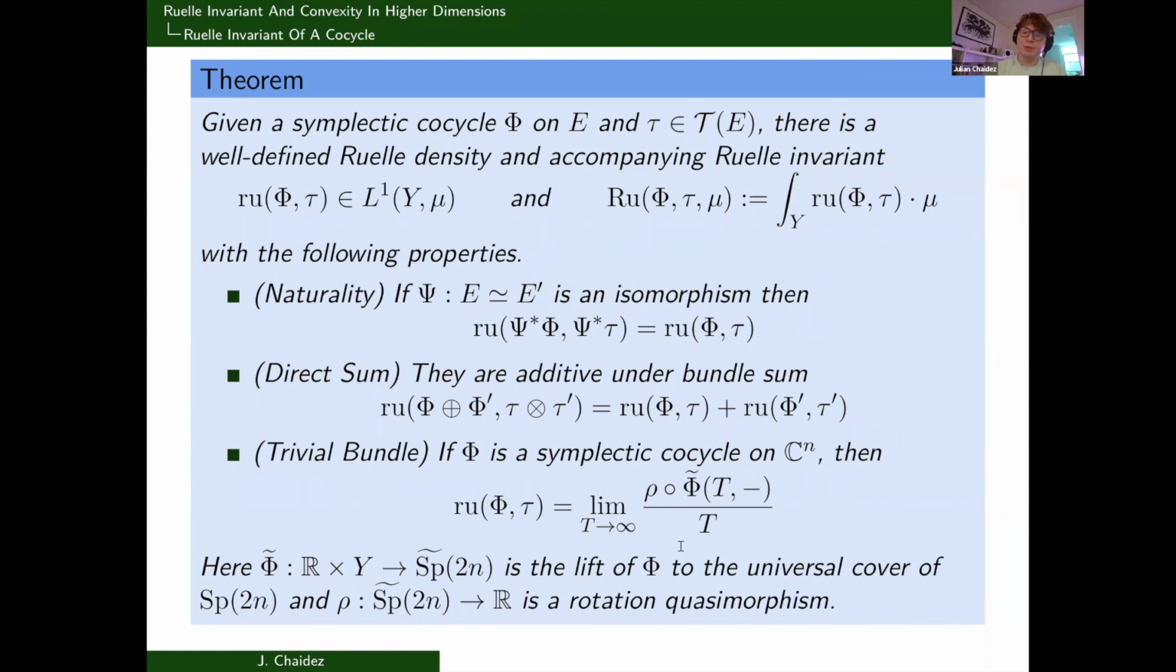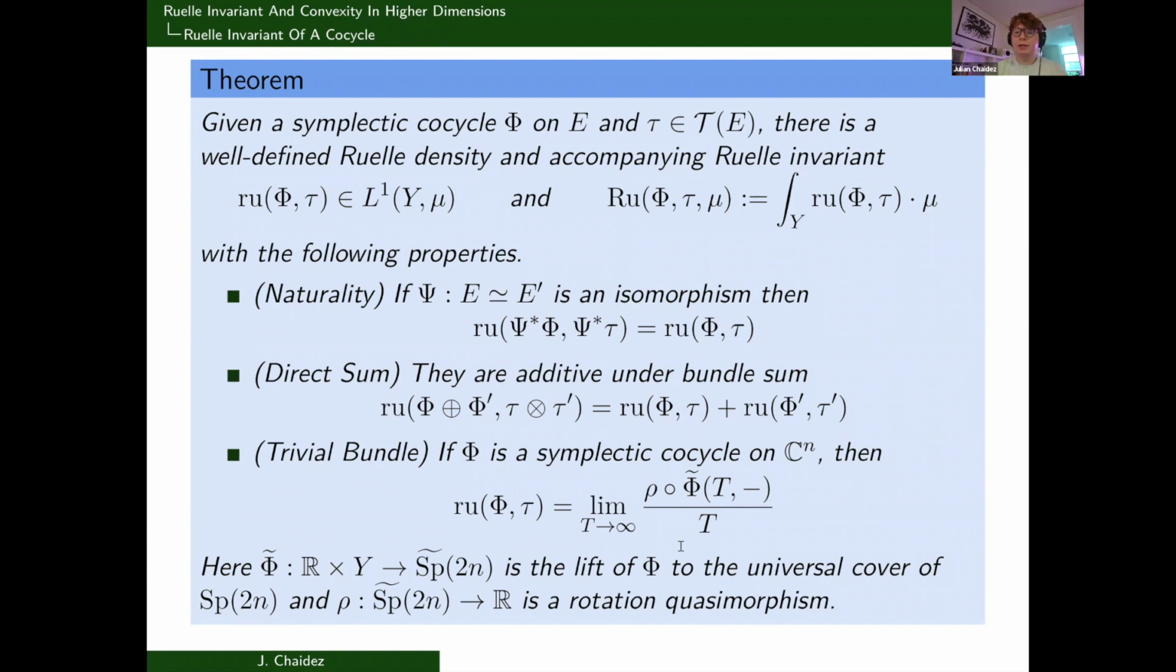Second property is direct sum. Basically, I can take the direct sum of cocycles, where I direct sum the underlying bundle and I direct sum the maps. That is accompanied by some operation on trivializations, and the Ruelle invariant is additive with respect to those things. And then the third property is that if I have a trivial bundle, then I can compute the Ruelle density much more explicitly than all of this.